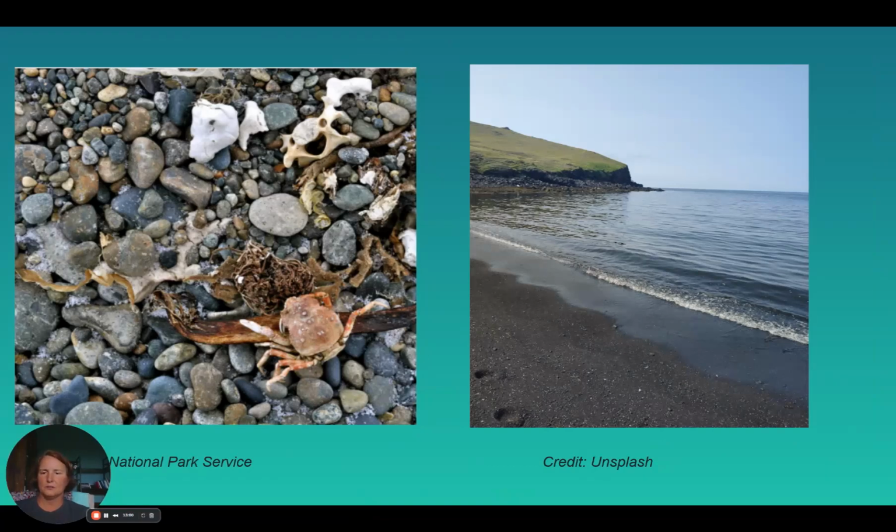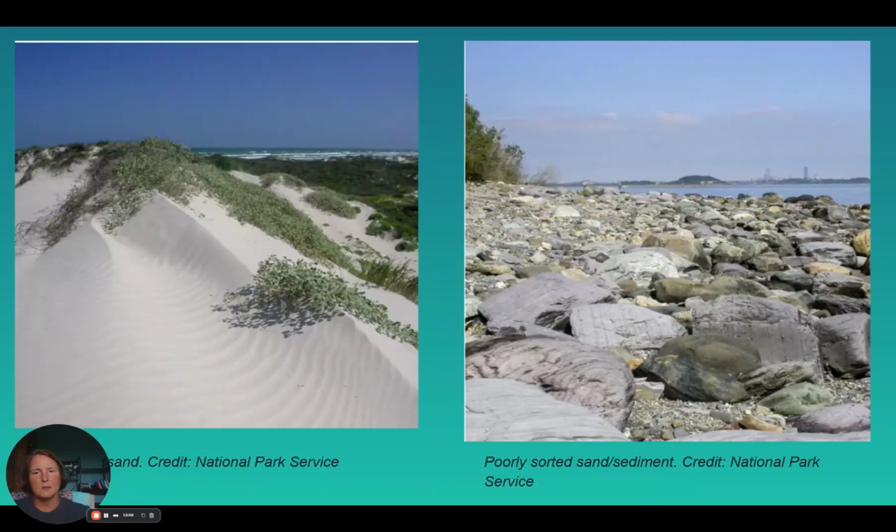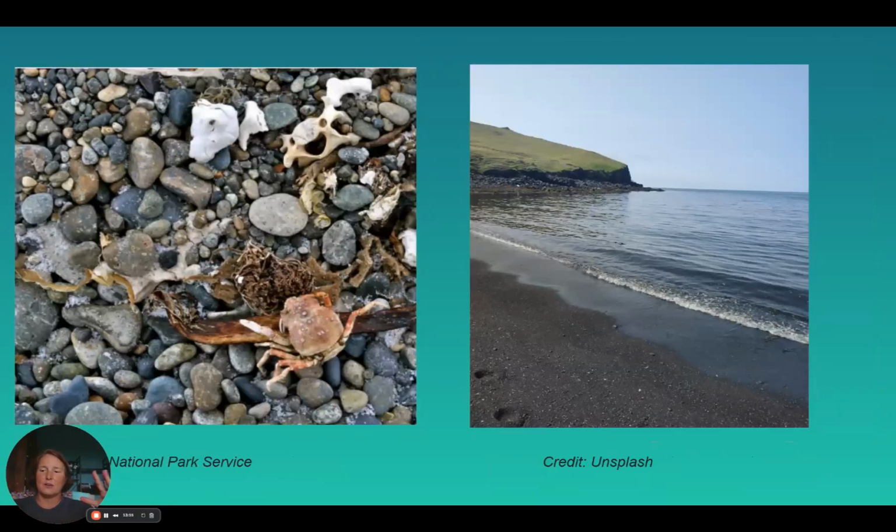Here's another two options to think about: well sorted or poorly sorted. I would say it is more well sorted than this one, but less well sorted than this one. So it's definitely a range here, a continuation. Okay. So I would still say this is pretty poorly sorted, but not the least poorly sorted.